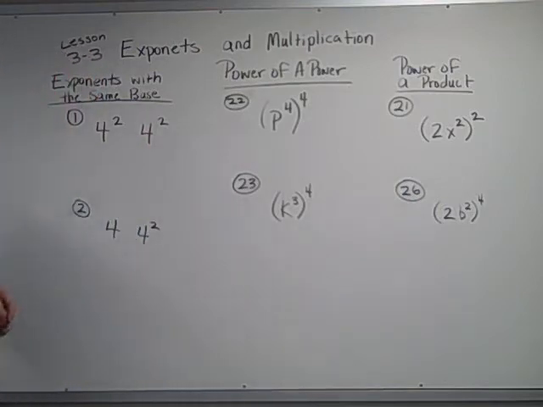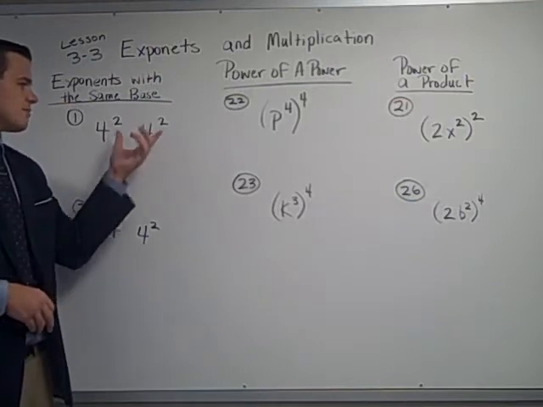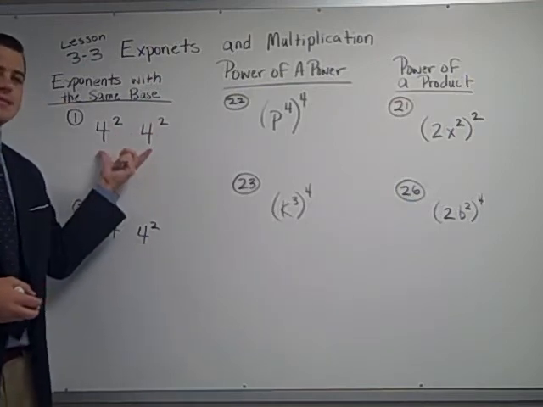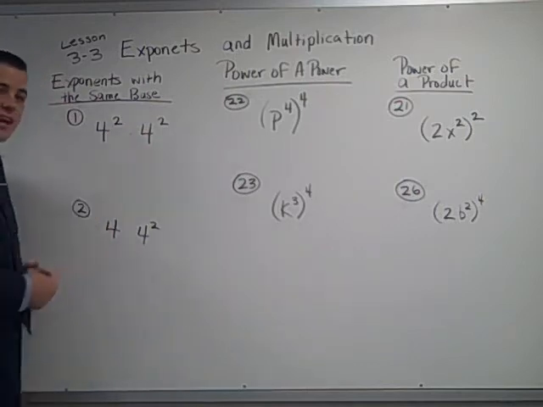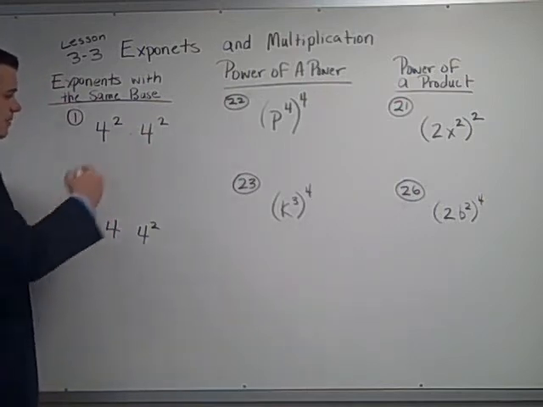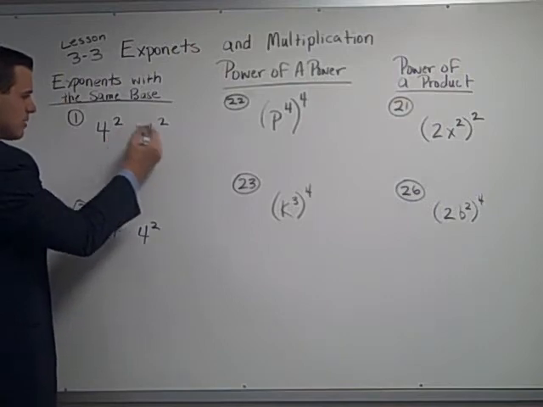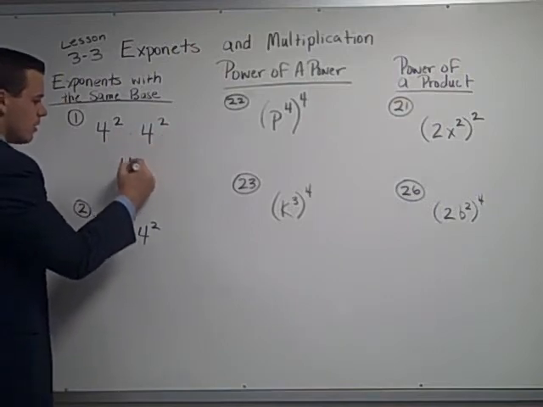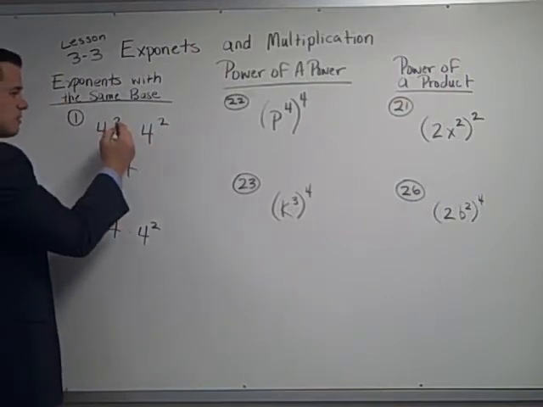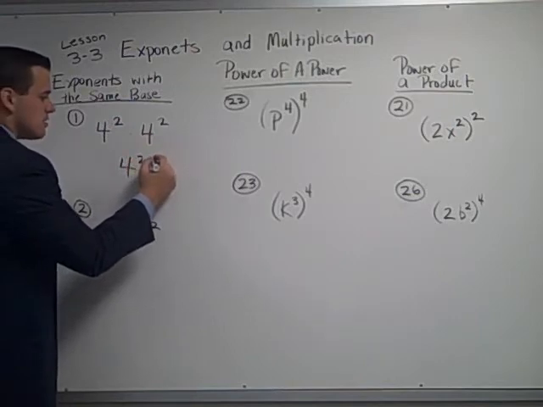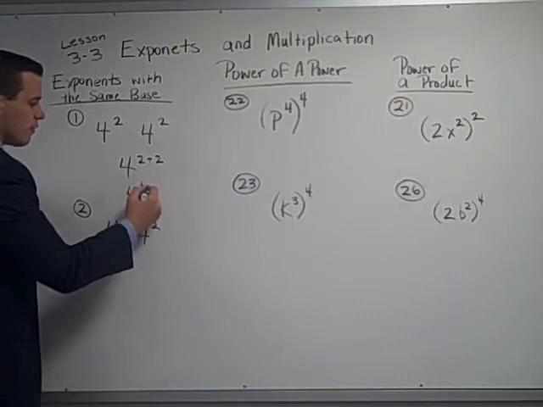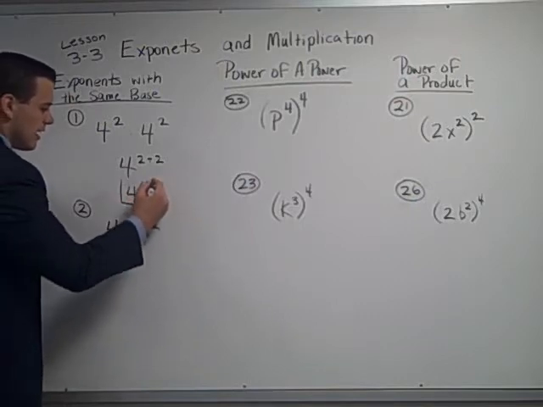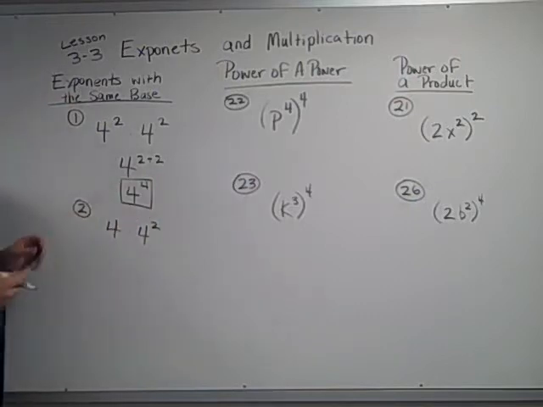So when we simplify and we are multiplying numbers with exponents, if the base is the same, what we can do is we can just simply add the exponents. So we're going to keep the base the same. The base is 4, the exponent is 2. So we're going to say 4, and then we're going to add the exponents. 2 plus 2. And 2 plus 2 is 4 to the 4th power. So the answer to number 1 is 4 to the 4th power.